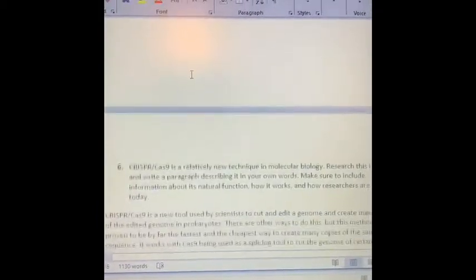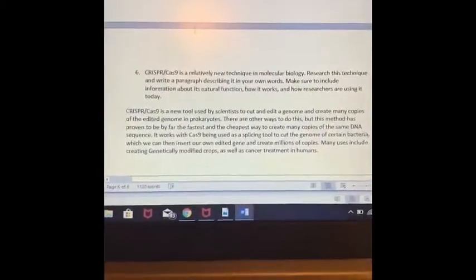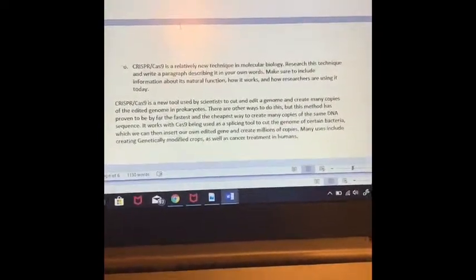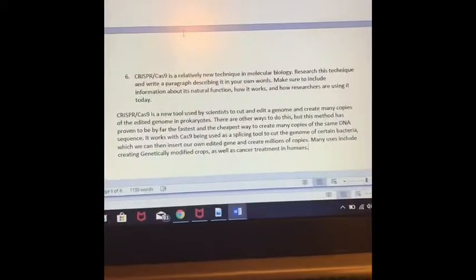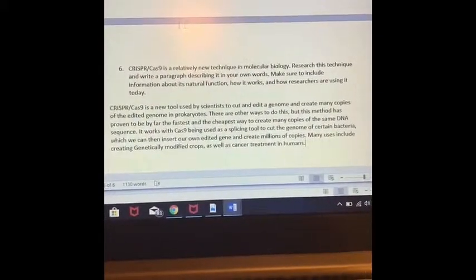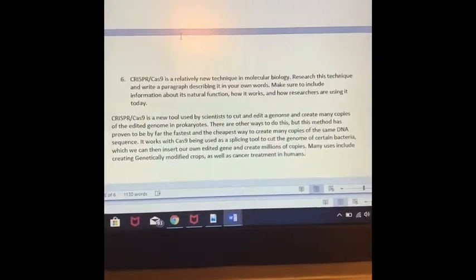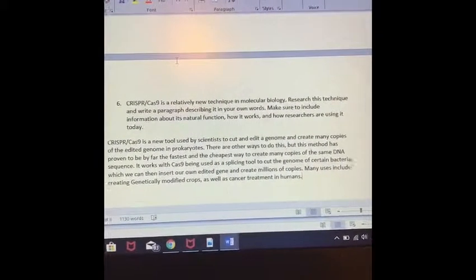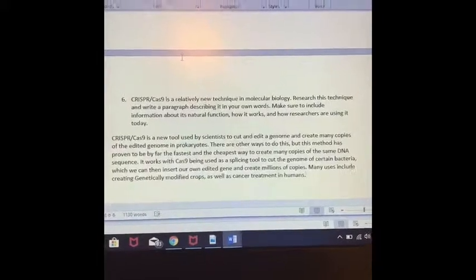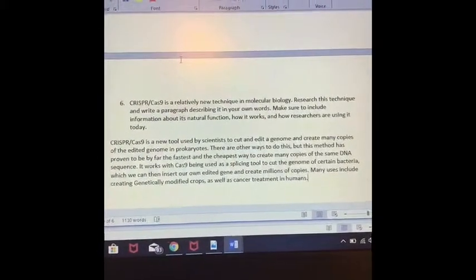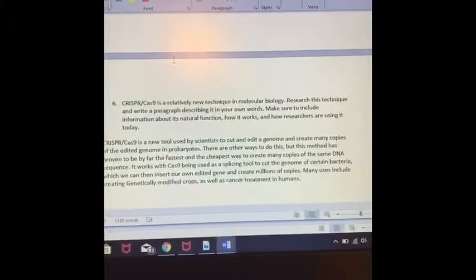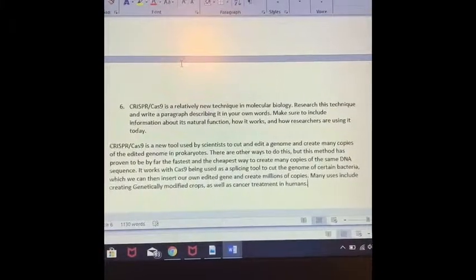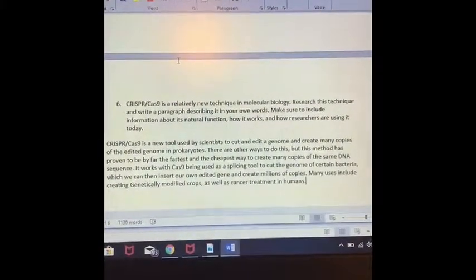And for number 6, we were told to just do our own research on CRISPR-Cas9. So I'll just read you the paragraph that I wrote. CRISPR-Cas9 is a new tool used by scientists to cut and edit a genome and create many copies of the edited genome of prokaryotes. There are other ways to do this, but this method has proven to be by far the fastest and cheapest way to create many copies of the same DNA sequence. It works with Cas9 being used as a splicing tool to cut the genome of certain bacteria, into which we can then insert our own edited genes and create millions of copies. Many uses include creating genetically modified crops, as well as cancer treatment in humans.